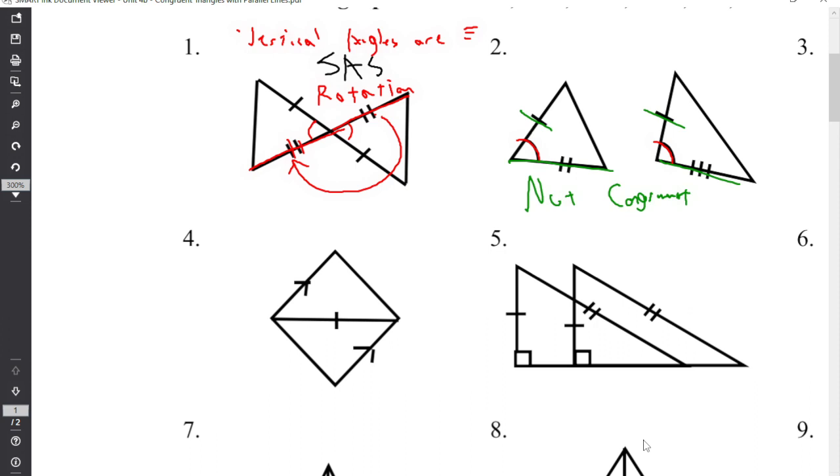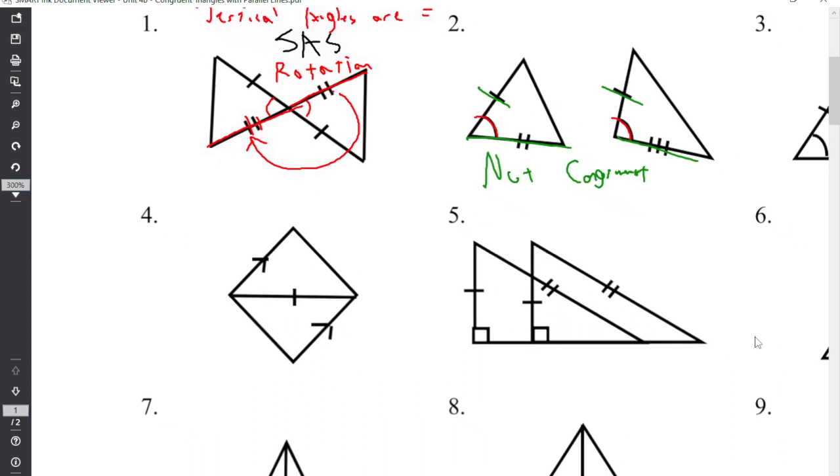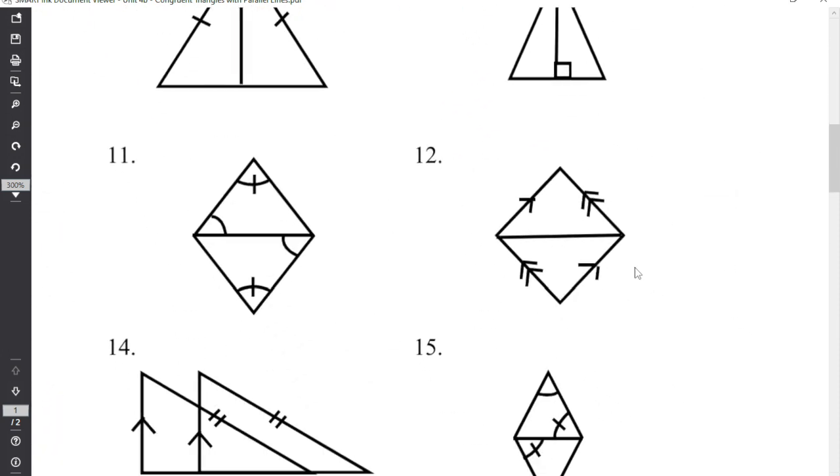All right, so now that we got the idea of what we're doing, let's add in the stuff that we've been talking about for the last couple days. So let's go down to number 12. Now, right now, there is nothing marked congruent there.